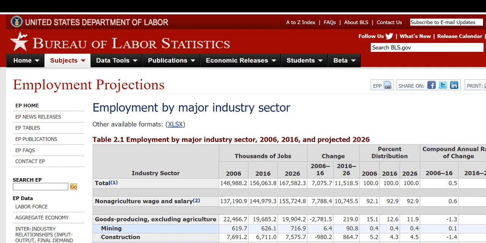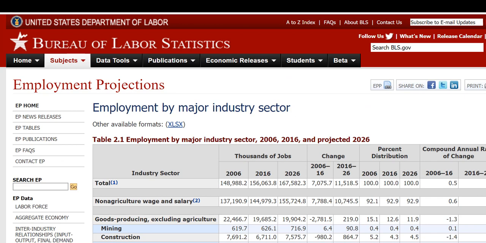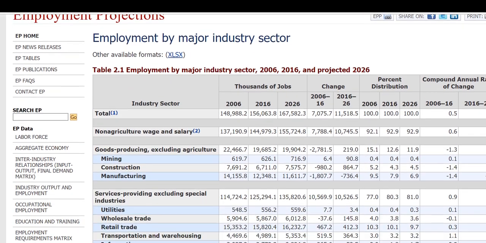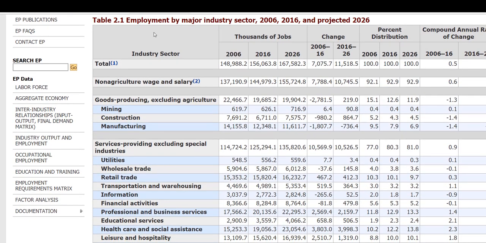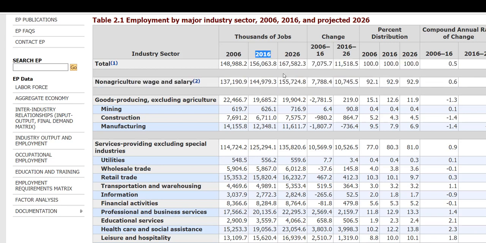In this context, it is worth looking at the employment of the US labor force per sector. So this is recent data published by the Bureau of Labor Statistics. This table 2.1 shows the employment by major industry sector in the years 2006 to 2016 and the projections for 2026. So let's look at the year 2016. There was a total of 156 million people working in the United States.